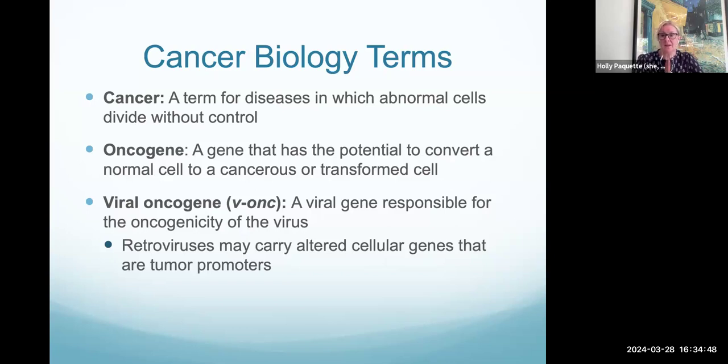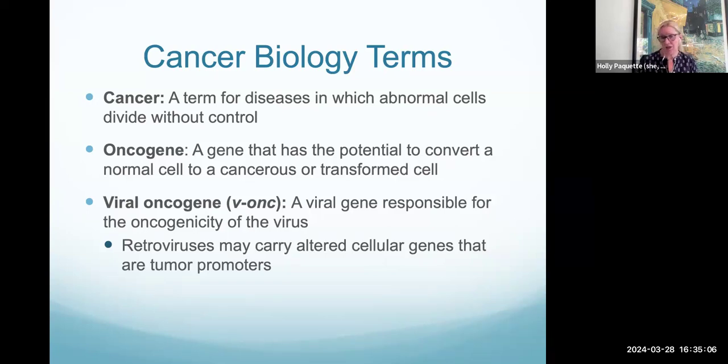So cancer is the term for any disease where we have abnormal cells that divide without control. Basically, what we're looking at is cells that go through cell division but don't ever stop. They continue to divide, and that's where we end up with tumors.